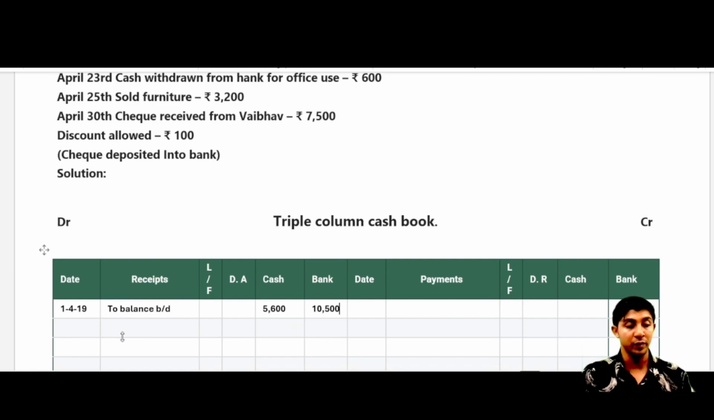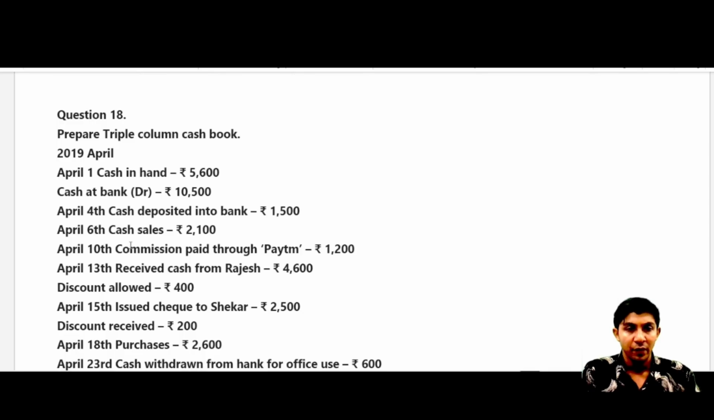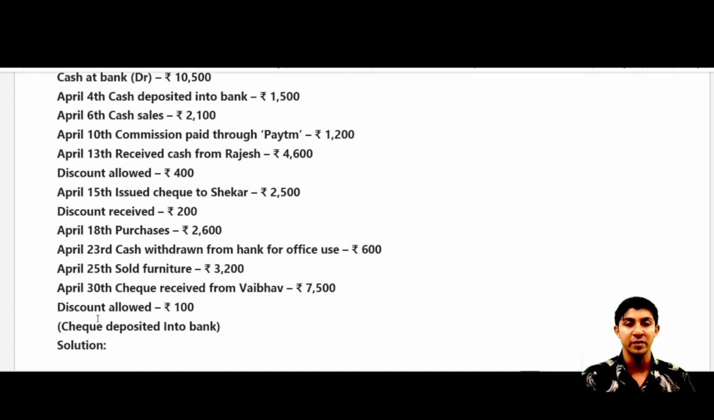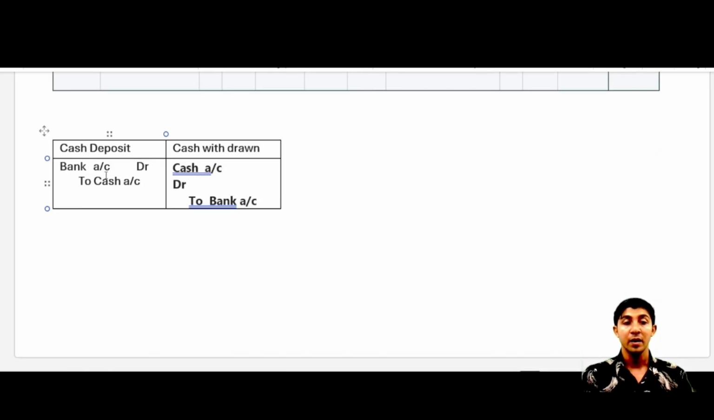Now let us move towards our first transaction, that is cash deposited into bank 1500. 4th अप्रैल के दिन हुआ ये ट्रांजैक्शन. पैसे लिए आप, बैंक को गए डिपॉजिट कर डाले. So whenever there is a direct connection between cash box and bank, contra entry exists. Contra entry होते ही immediately will pass the journal entry. So what is the journal entry? The journal entry of cash deposit is bank account debtor to cash account. ठीक है. So ये journal entry में to cash के साथ है.